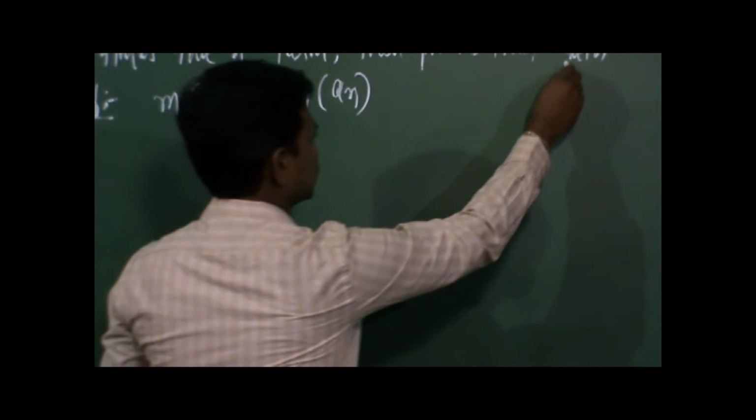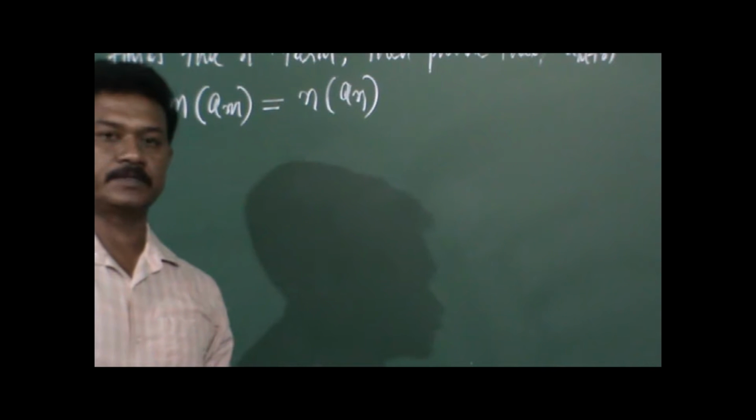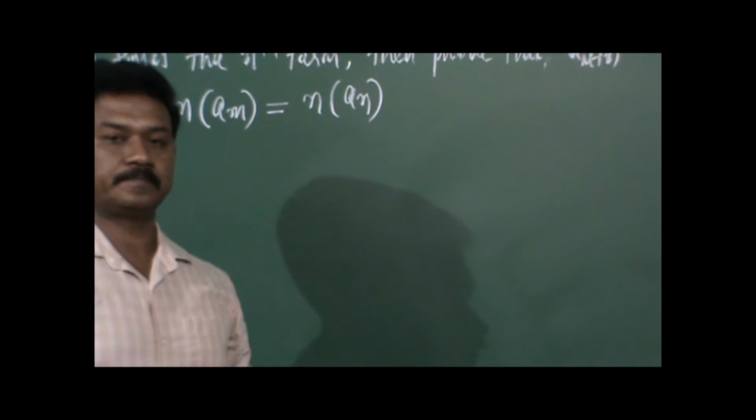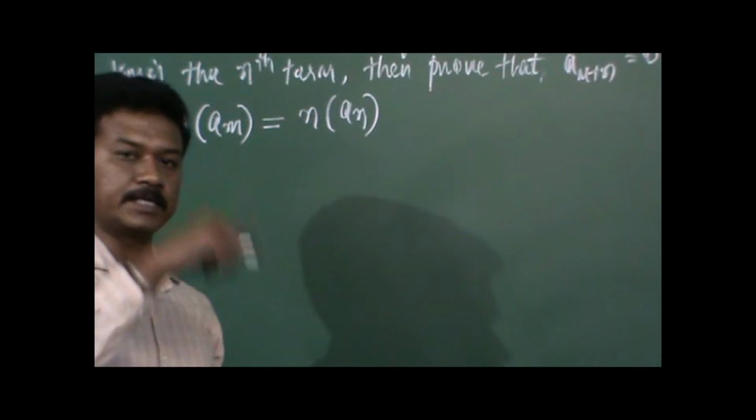We have to prove that the (m plus n)th term is equal to 0. For example, I will tell you once again: if 7 times the 7th term of an AP is equal to 10 times the 10th term, then prove that the (7 plus 10), that is the 17th term of the same AP, is equal to 0. That's the real problem, and this is the generalized one.